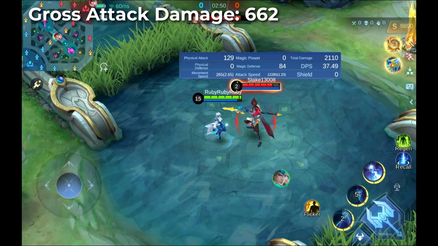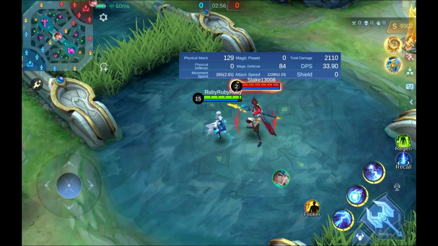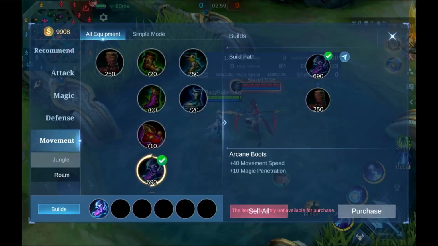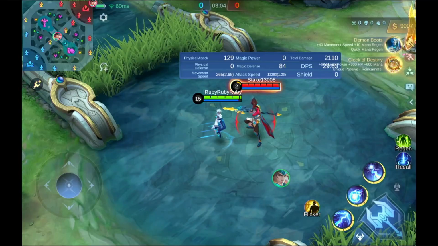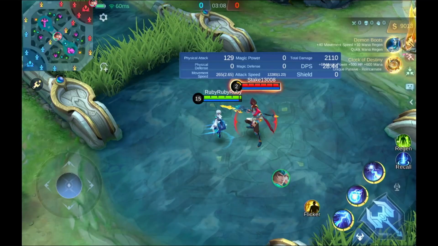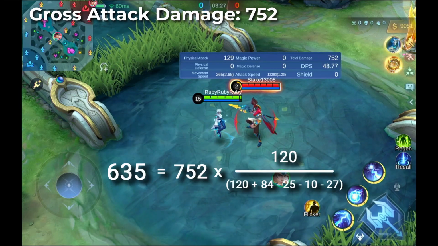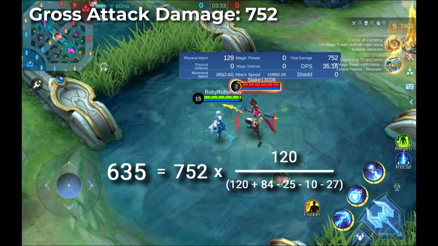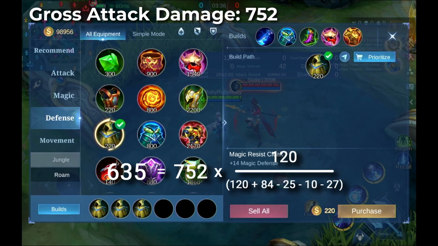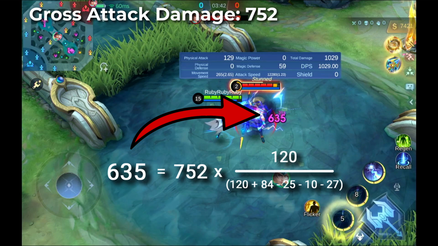Now let's add some percentage penetration into the mix by getting Divine Glaive. We can't use the baseline damage from our previous example anymore, since Divine Glaive has 60 magic power, which increases our gross attack damage. So let's get our new baseline number by increasing our magic power by 60 first. Okay, now that we have the baseline, we can increase the damage of skill 1 to 635 by having Divine Glaive's percentage penetration effect added into our calculations.